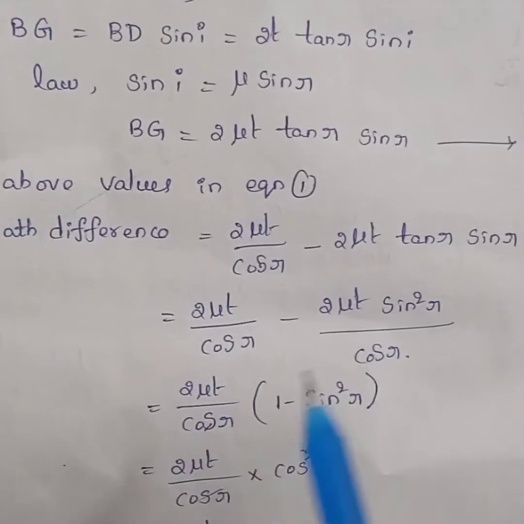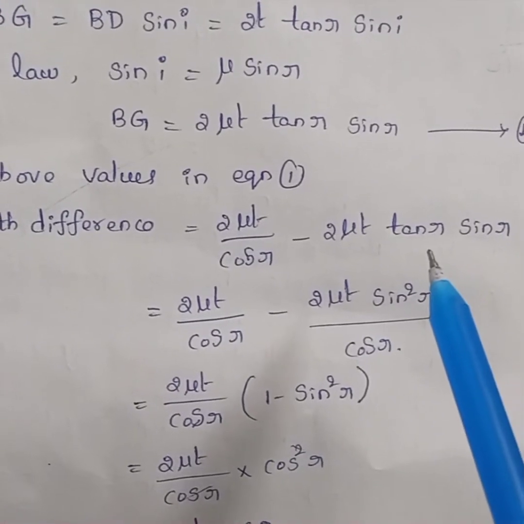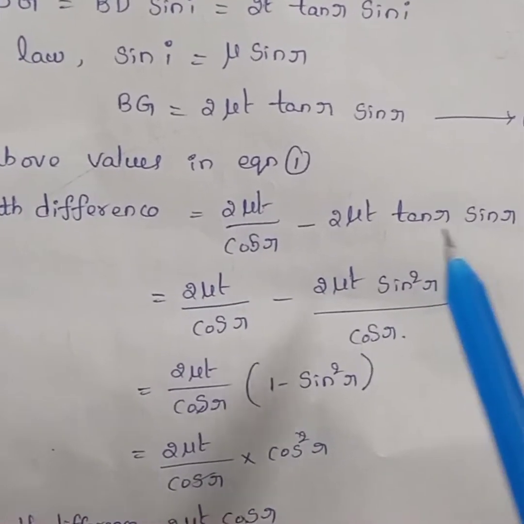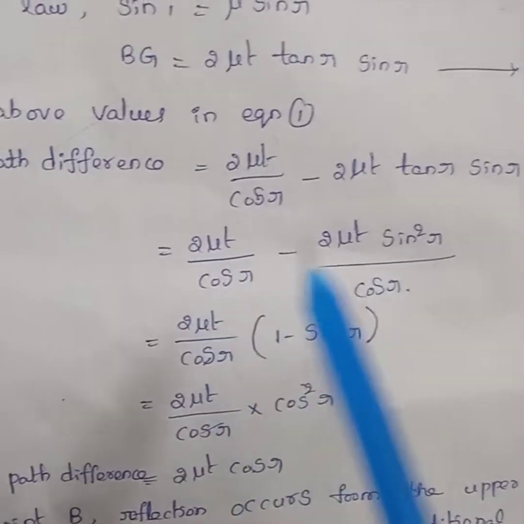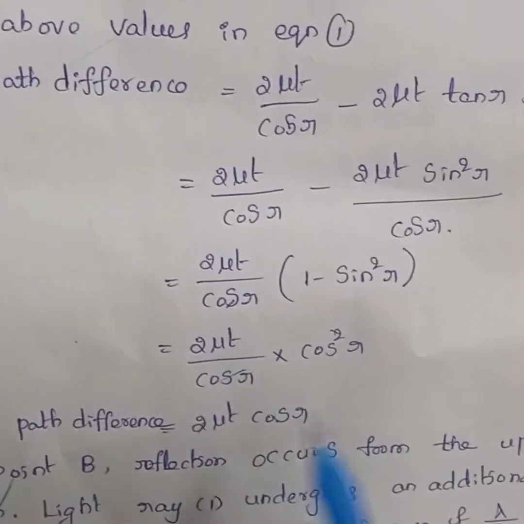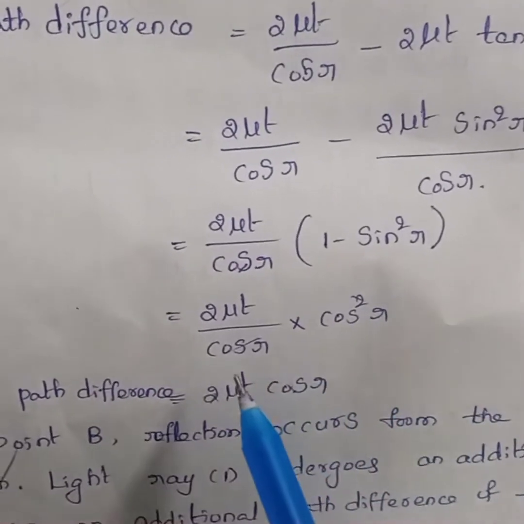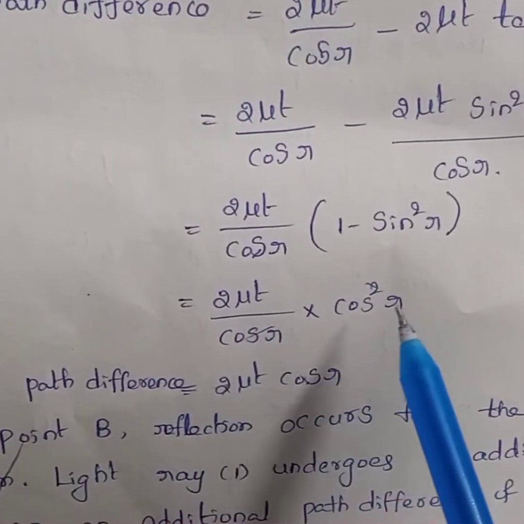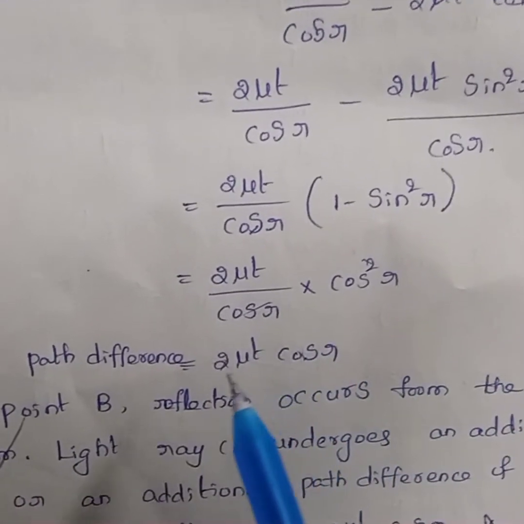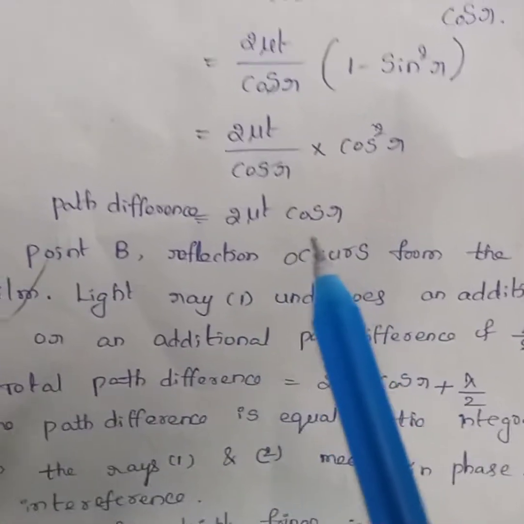From this equation, we can write tan R is equal to sin R by cos R. So sin R into sin R is equal to sin square R by cos R. So here the common term is 2 mu t by cos R. 2 mu t by cos R into 1 minus sin square R we get. So that is equal to 2 mu t by cos R into cos square R. So cos R gets cancelled. So finally we get path difference is equal to 2 mu t cos R.